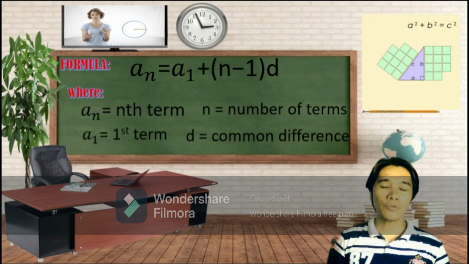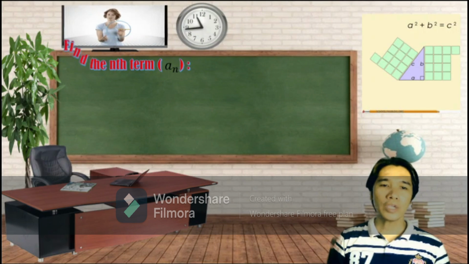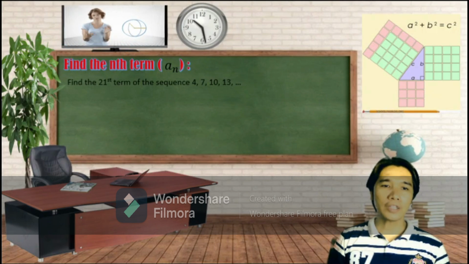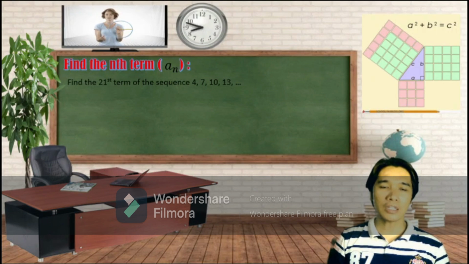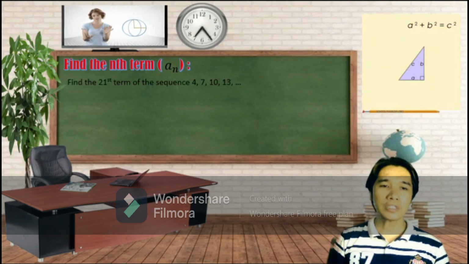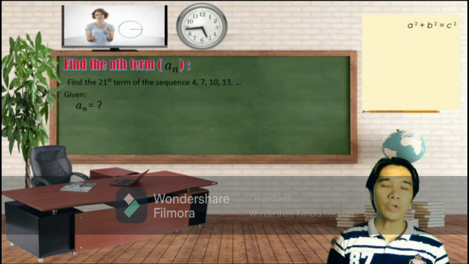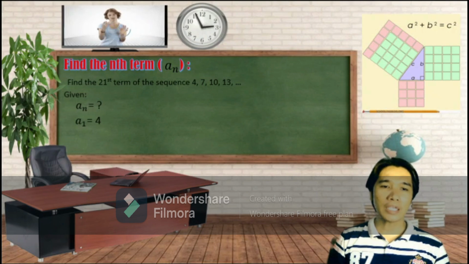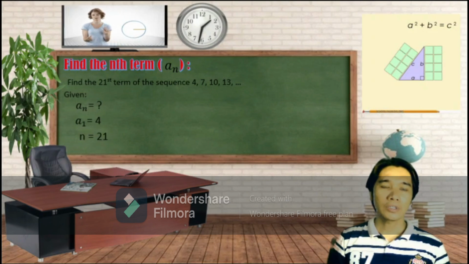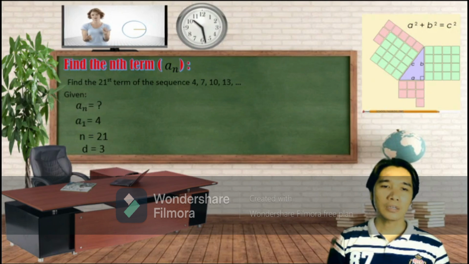So let's now try to find the a sub n or the nth term. We have here a problem. Find the 21st term of the sequence 4, 7, 10, 13, and so on. The first step is we are going to list all the givens. We are looking for the a sub n or the nth term. We have given a sub 1, that is equal to 4. n is also given, that is 21. And d is the common difference, which is 3.